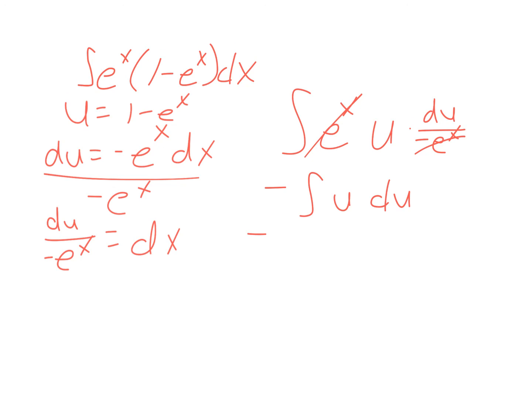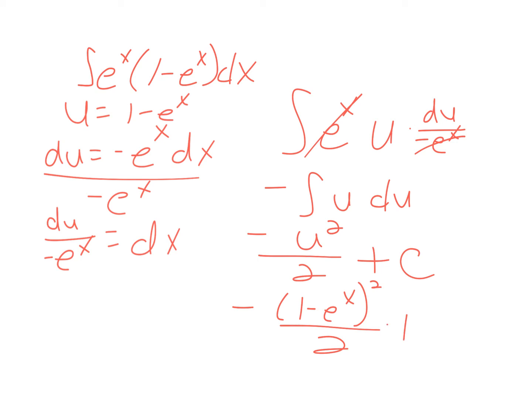So you're going to integrate, which will be u to the power of 2 over 2. Hopefully you remember that from way back when, plus c. Then we can substitute in u. So negative 1 minus e to the power of x, squared, over 2 plus c.